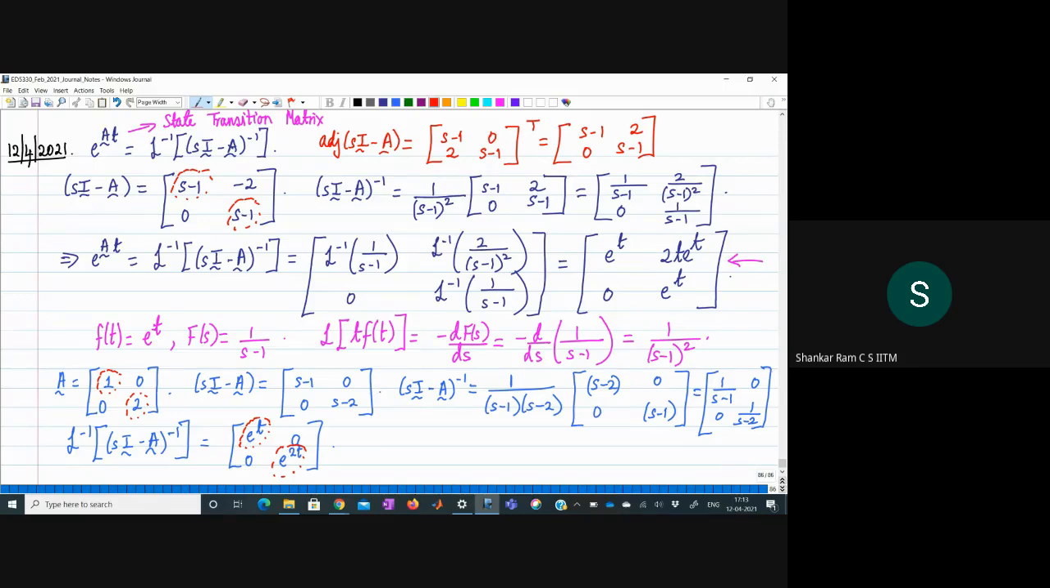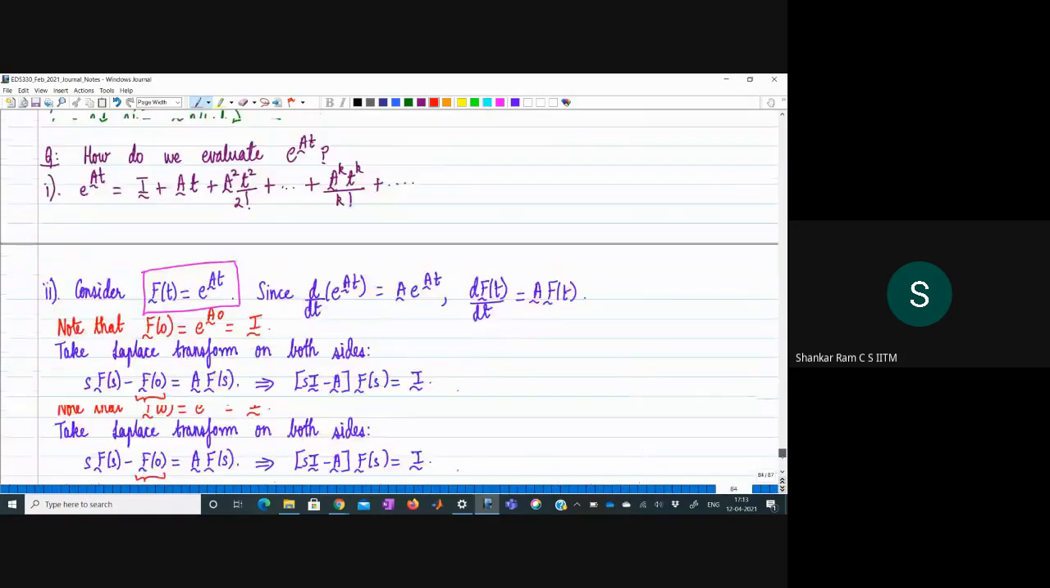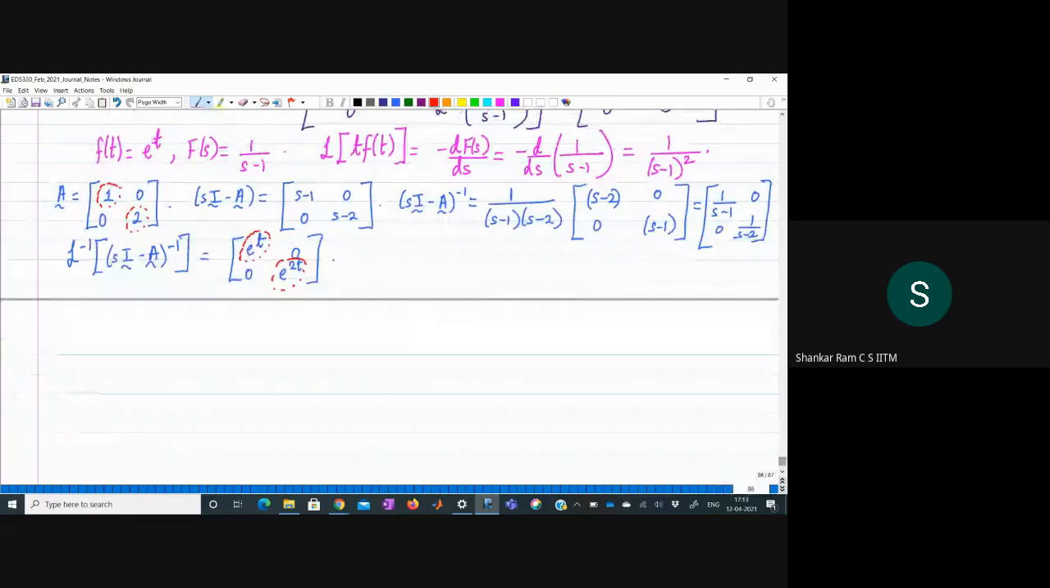Okay, so this is a special result only for a diagonal matrix. Please remember this. That is why many times, if possible, we would like to work with a diagonal state matrix, because the calculation of e power At becomes very straightforward. If we are given a diagonal state matrix, the e power At calculation becomes much simpler due to this result. So that is a big advantage.